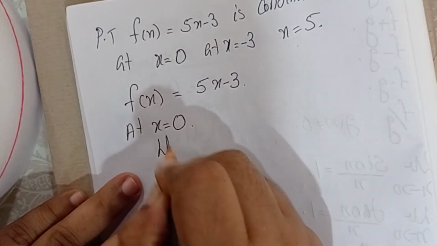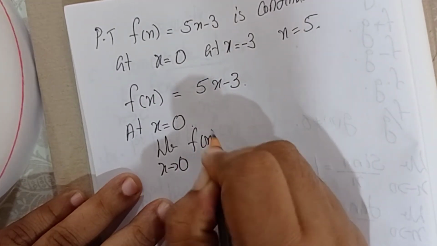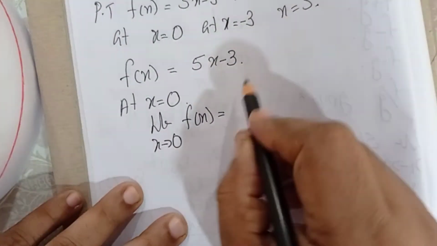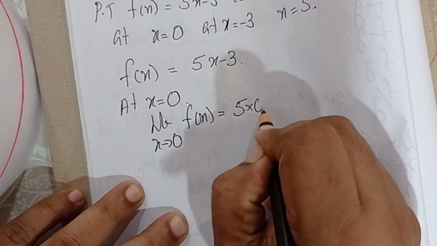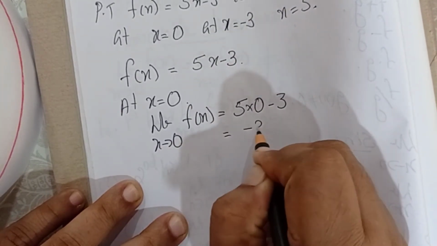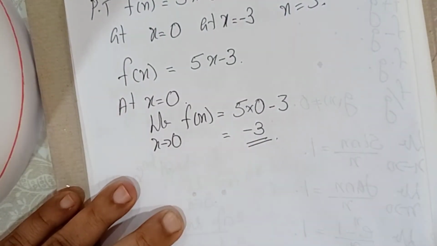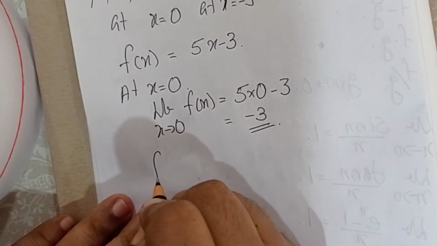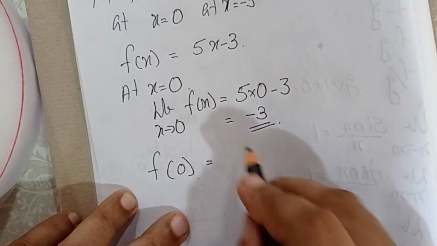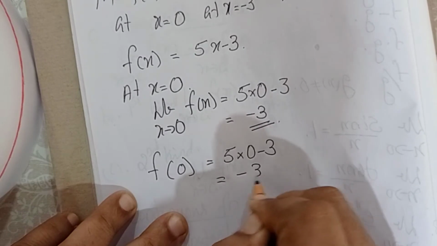Then, limit x tends to 0 f(x) equal to, how can you find limit x tends to 0 f(x)? Yes, in the place of x we substitute 0. 5 into 0 minus 3. 0 minus 3 is minus 3. Then directly you have to find what is f(0). f(0) means 5 into 0 minus 3. That is also minus 3.